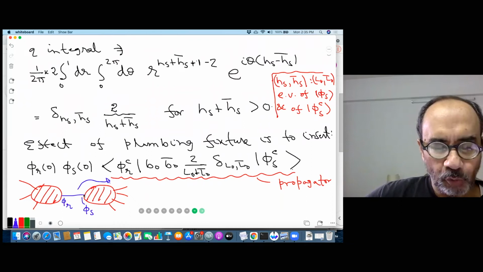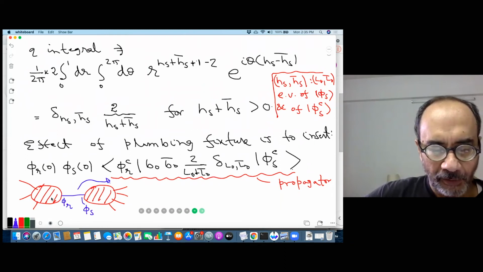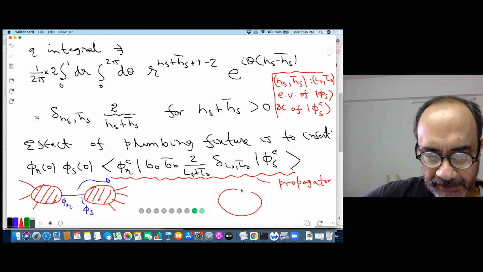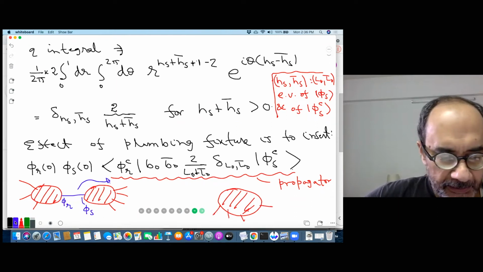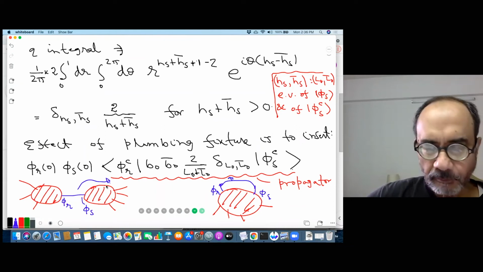So this is the interpretation if you do plumbing fixture on punctures on two different Riemann surfaces. This blob represents the amplitude on one of the Riemann surfaces, this blob represents the amplitude on the second Riemann surface, and this is the effect of sewing. So the effect of sewing is like connecting the two by a propagator. The other case, where you sew two punctures on the same Riemann surface, can also be expressed in a similar way. Here we have external states coming out, and then we have two lines coming out which are joined by this propagator. Here this is our phi r, this is our phi s, and this is the propagator, the same propagator. Is this analogy clear?